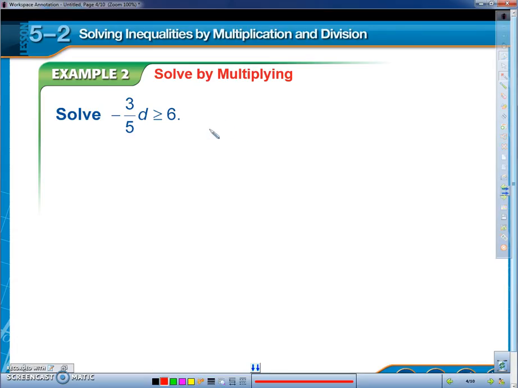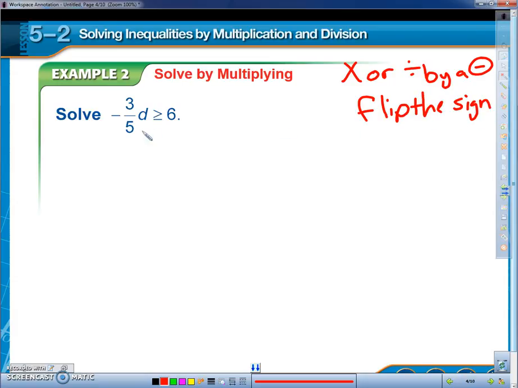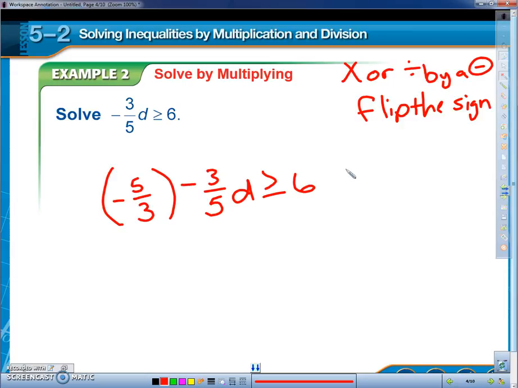All right, number 4. This is where the lesson for today takes kind of a left turn. Anytime we multiply or divide by a negative, you're going to flip the sign. You're going to flip the sign. And what that means is, right here, we have negative 3 over 5 d is greater than or equal to 6. I'm just going to rewrite it. To solve this, I'm going to multiply both sides by negative 5/3.